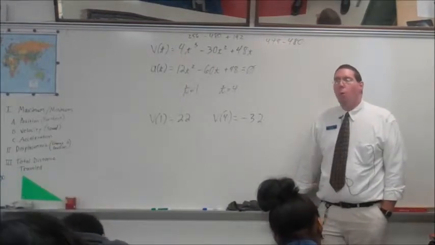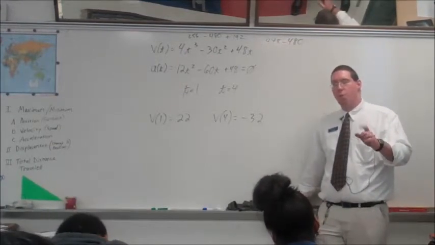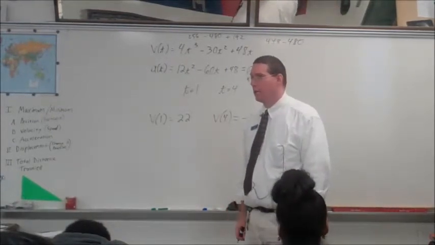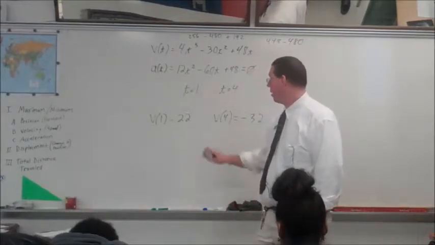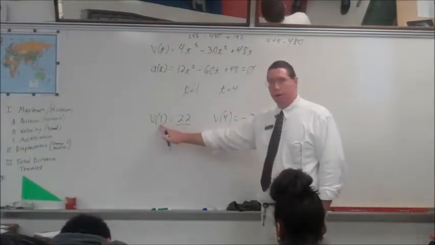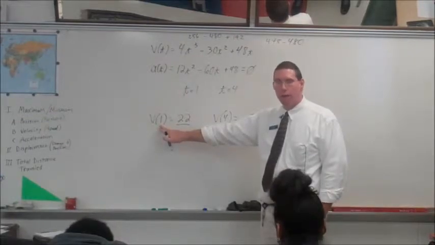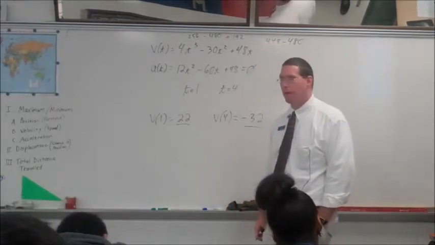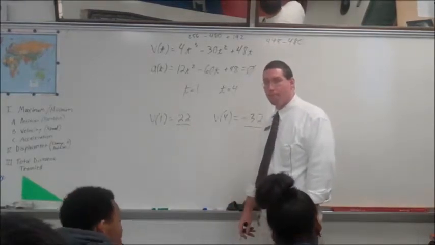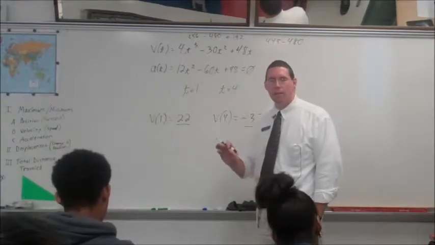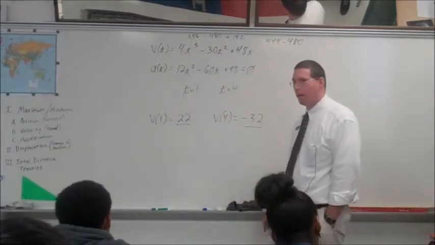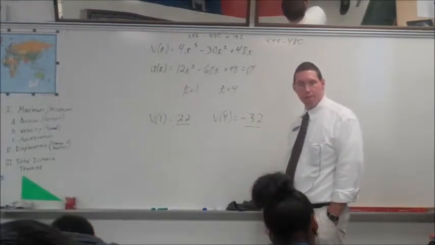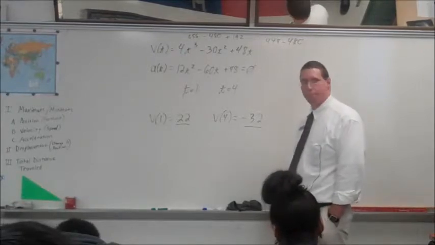Okay, I'm going to ask you several questions. When does maximum velocity happen? When time is 1, yep. At time 1, it reaches maximum velocity. What is maximum velocity? 22. Okay. When does it achieve minimum velocity? T equals 4. What is minimum velocity? Negative 32. Okay. So there's no units you put behind it?